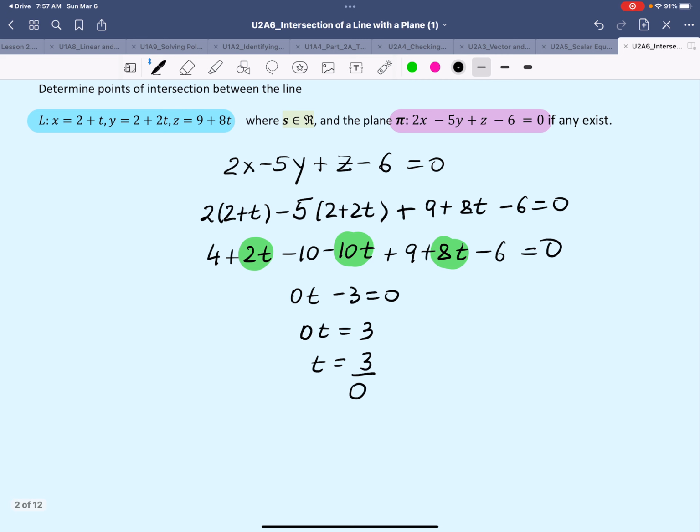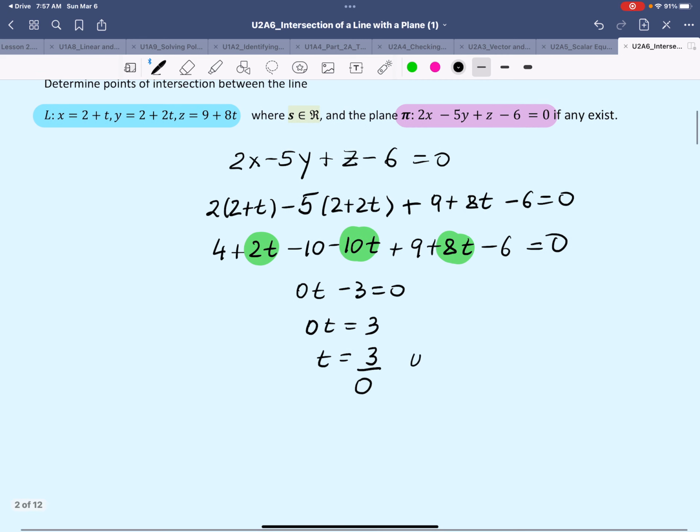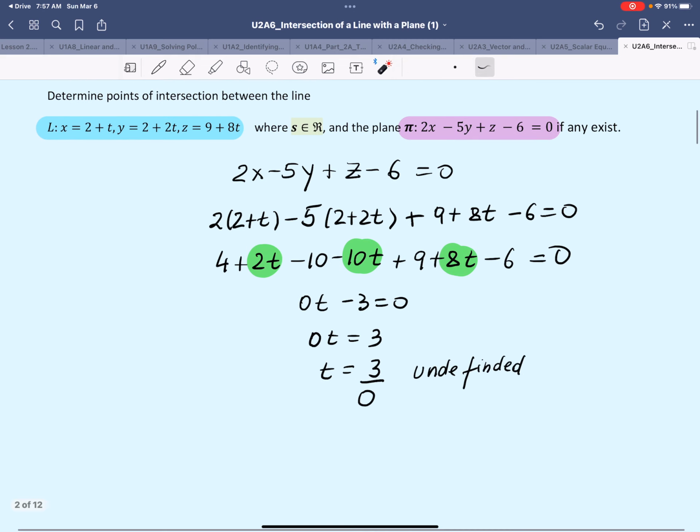So in this case, we're going to say that t is undefined, which means that we couldn't find a t value that would help us define the coordinates x, y, and z of a point that can fit into the equation. So that means that such point doesn't exist. And when there is no point of intersection, we know that the line and the plane must be parallel. So therefore, we're going to say that the line L is parallel to the plane pi.